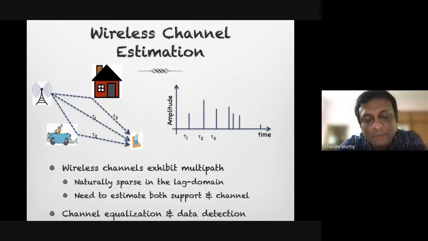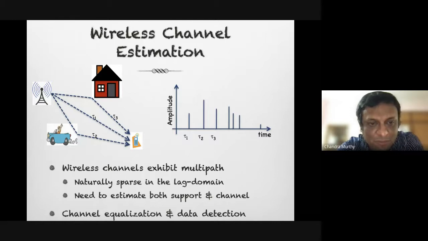So this sparse vector recovery problem has many applications, but since I work mainly in the area of wireless communications, I show here an example of wireless channel estimation. Here you have a base station that is trying to transmit some data to a mobile user. The signal from the base station may arrive through a line of sight direct path, and that has a delay of say tau 1. But the signal also arrives after bouncing off a car or a building or something like that, and those arrive at delays tau 2 and tau 3.